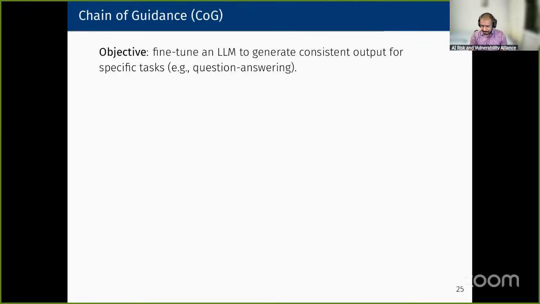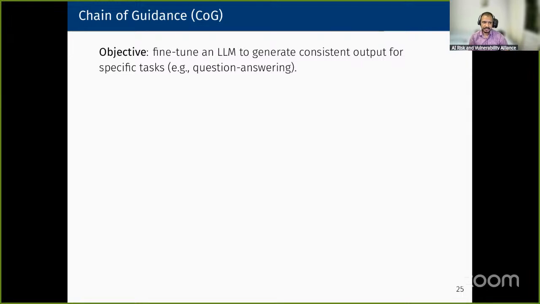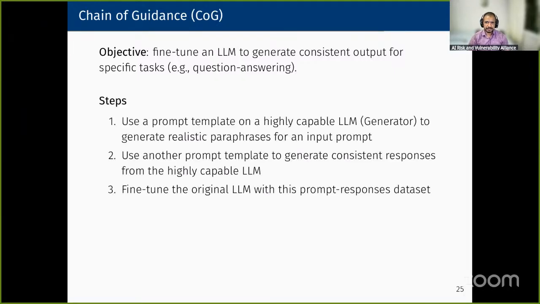All right, so after we have measured consistency, we also need to ensure consistency. And in a second piece of work, what we did was fine-tune a language model to generate consistent outputs. So what we did was use a prompt template to generate paraphrases of an input prompt. This is exactly what I mentioned before. Give it a base question, let it generate a number of paraphrases, and then use another prompt template and a highly capable language model to generate consistent responses for all of those paraphrase questions, and then fine tune the original LLM, which you want to make more consistent, using these consistent question answer pairs.